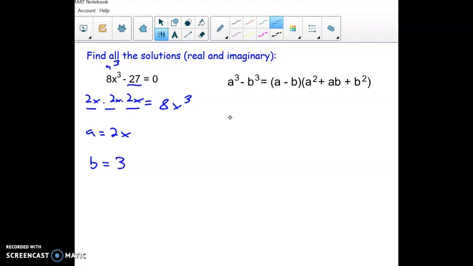Okay, and then into the pattern, I'll have 2x minus 3. So I'm just plugging in for a and b. A squared, I have to square the whole thing, so I do 2x squared. So this is 4x squared. A times b is 6x, and then b squared is 9. Right? And then you would set it to 0 and solve.